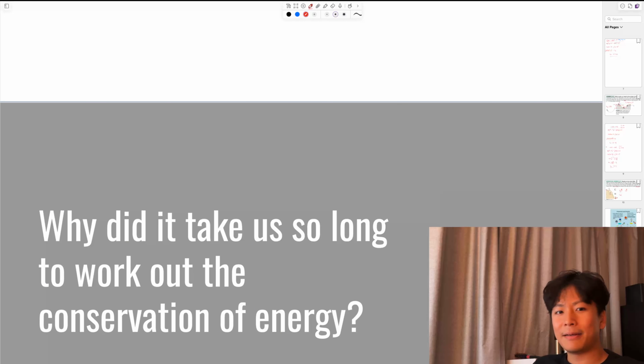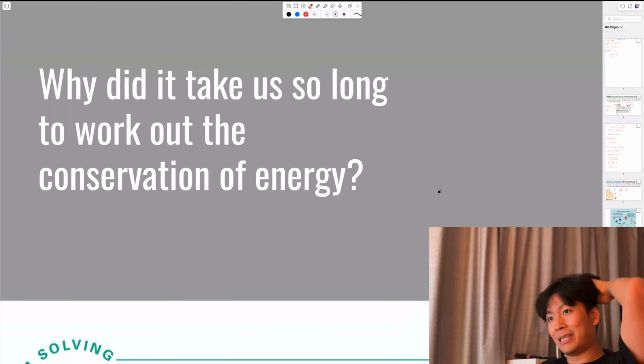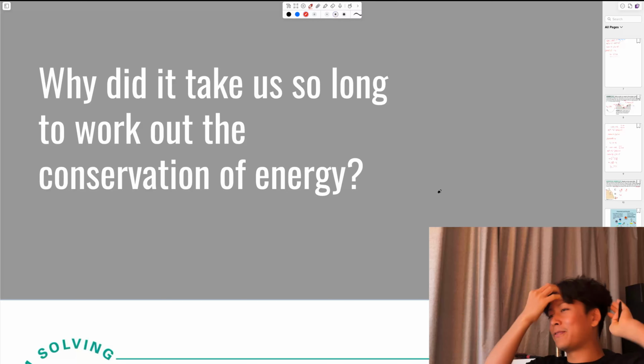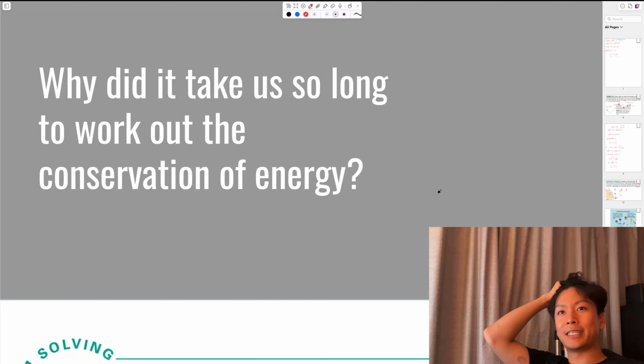Okay. And it actually took us quite a while to discover the conservation of energy. This law of conservation of energy wasn't well formulated until the early-to-mid 1800s, right? Sorry, not 1900s, 1800s.